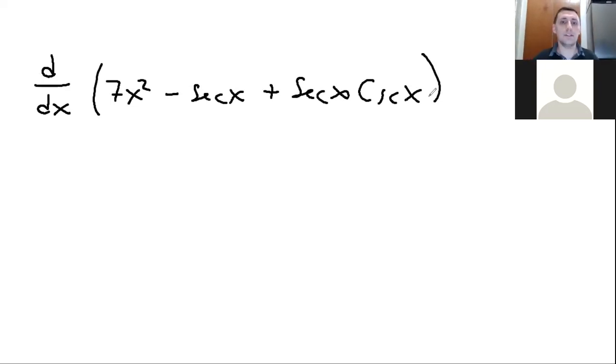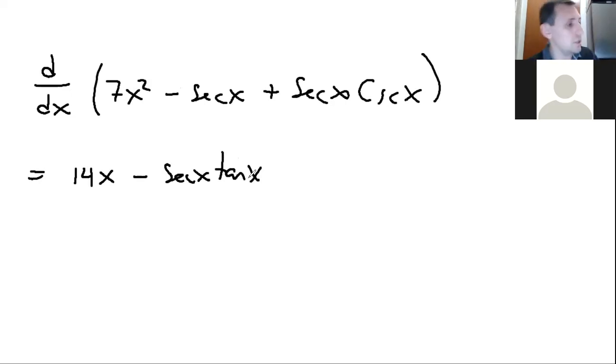So we have this function that we're taking its derivative. And what is that? Derivative of 7x squared is 14x. Derivative of secant, if you remember, is secant x tangent x, and also because there's a minus here, it's going to be minus secant x tangent x. Whenever you forget, you just do it from scratch.